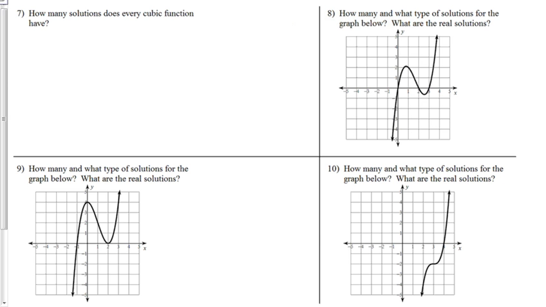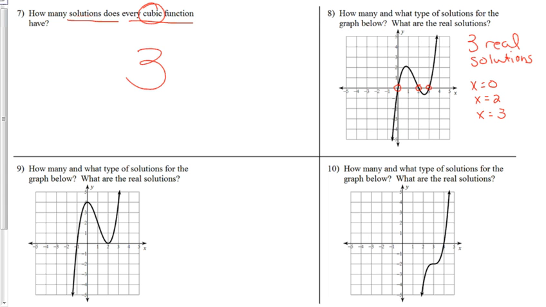The next set of problems here I'd like to go through with you together. It says, how many solutions does every cubic function have? We're going to write 3 there. Cubic, 3. It just matters what kind they are. So looking at number 8, 9, and 10, I give you a couple different possibilities. So this one goes through the x-axis 3 times. So there's 3 real solutions here. Those x-intercepts are also the solutions. And what are they? X equals 0, x equals 2, and x equals 3.